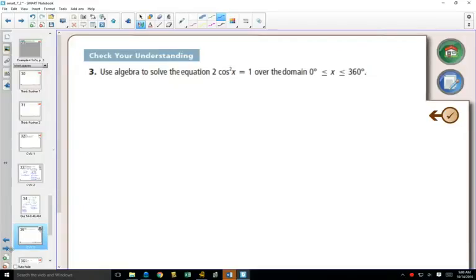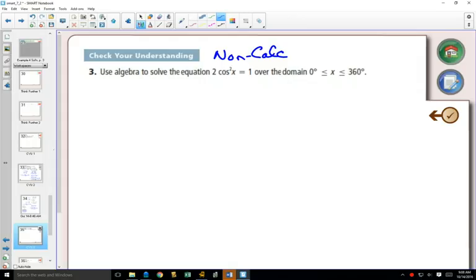This question would be non-calculator. So if this question appeared on the non-calculator part, what you would think to yourself is either those values have to be on my unit circle or it has to be not possible. We start off the same way.